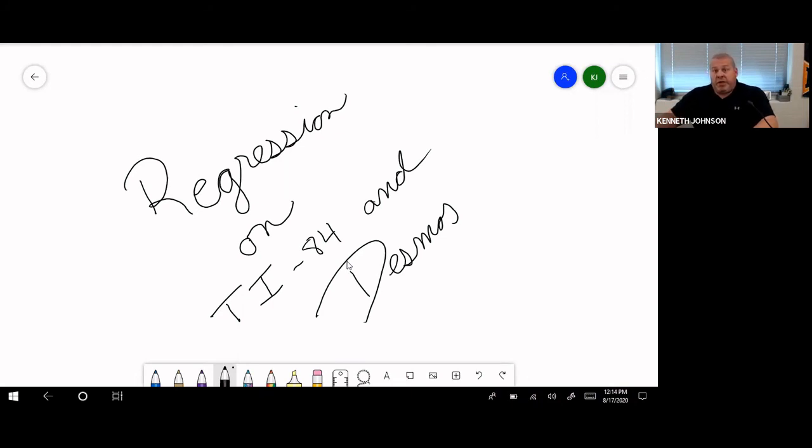In this video, we're going to talk about regression on the TI84 and using the Desmos app. You remember regression was finding the equation of our line of best fit for scatter plots. Instead of having to calculate them by hand, we could do it by calculator. And we had a little thing to determine how good the regressions were. The first one was called R, and that was our correlation coefficient.